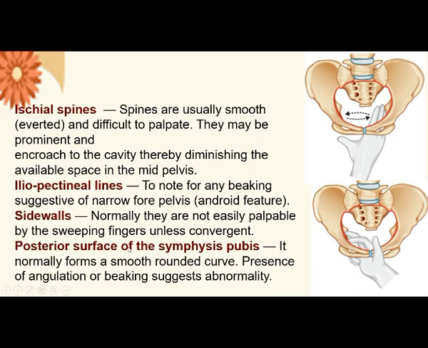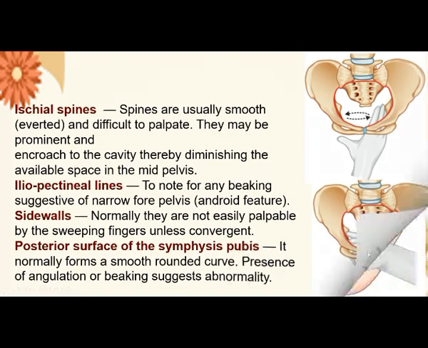Then the posterior surface of the symphysis. This is the posterior surface of the symphysis. It normally forms a smooth round curve, and the presence of agglutination or breaking suggests there is an abnormality. You have to check the posterior surface of the symphysis.